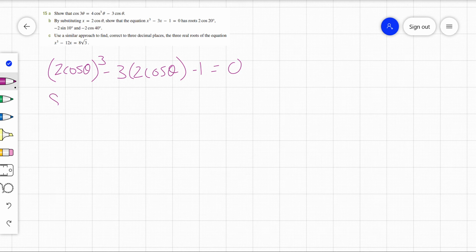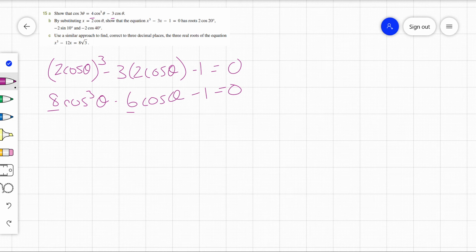Alright, so we end up getting 8cos³θ minus 6cos θ minus 1 equals 0. Now you'll notice that really part A plus B plus C, we want to use part A. And in part A we've got a 4 with the cubed and a 3 with the single. So you'll notice that this is 8 and 6. That's nice, same ratio, right? Same ratio.